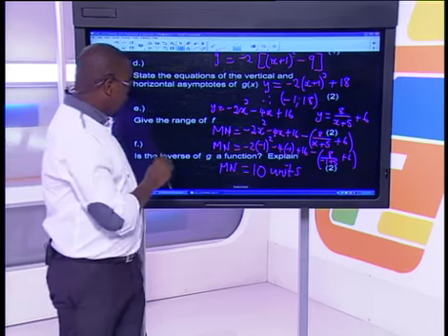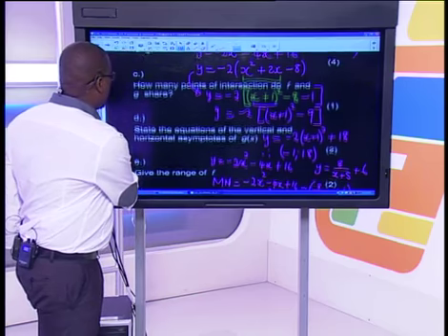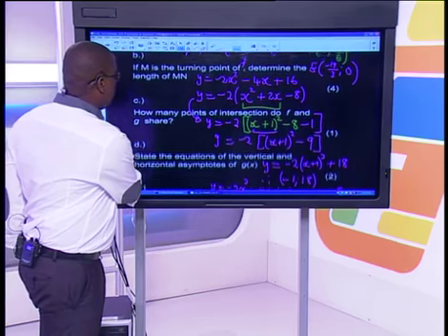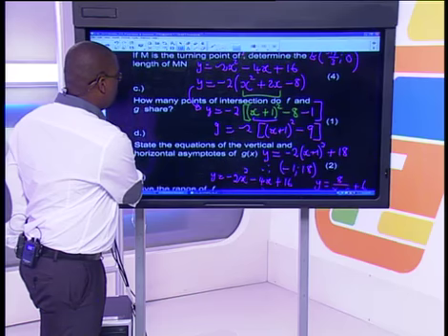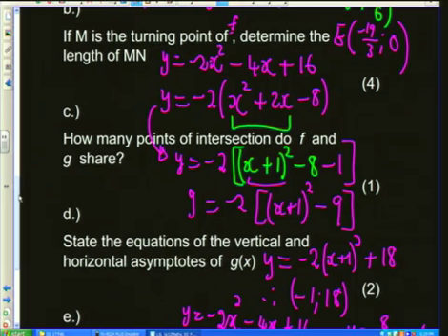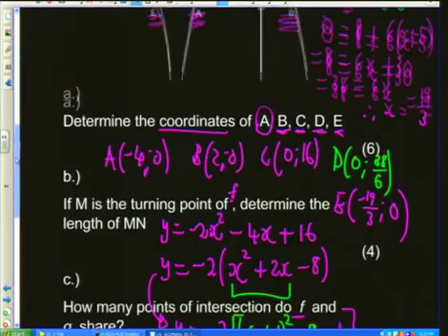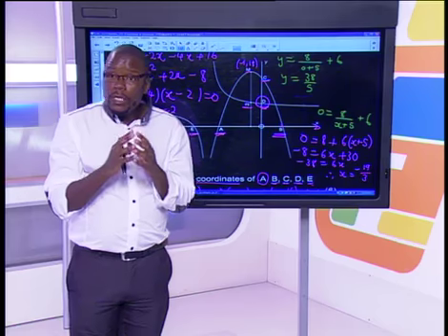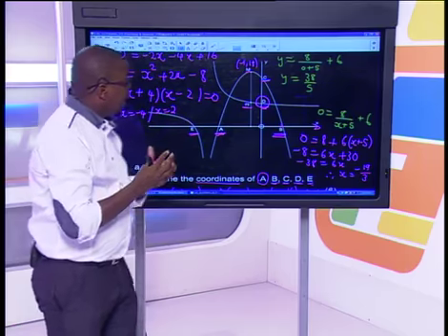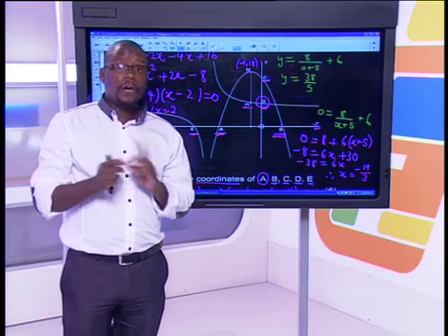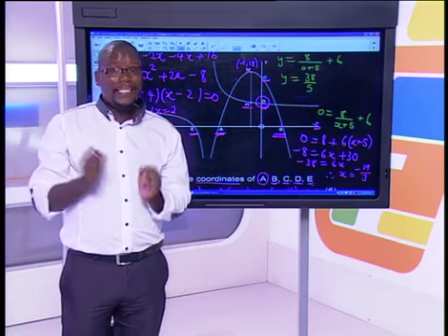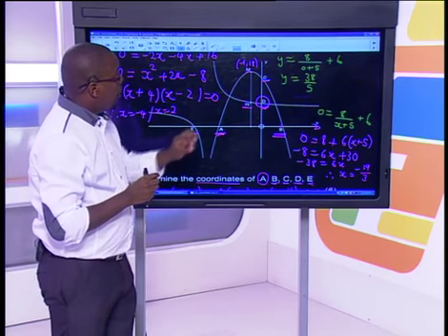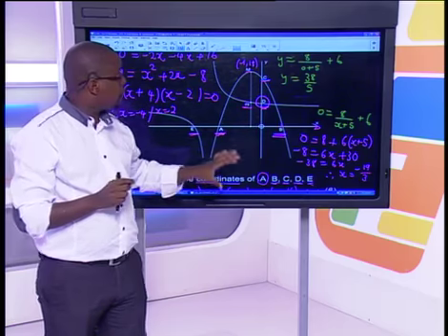Now, our next question is, going back, I'm going to give you your C. It says, how many points of intersection do F and G share? Right? So now, before we go for a break, these two graphs are going to meet in different points. So you're going to work it out for me, post it on Facebook, and tell me how many points of intersection these two graphs have.